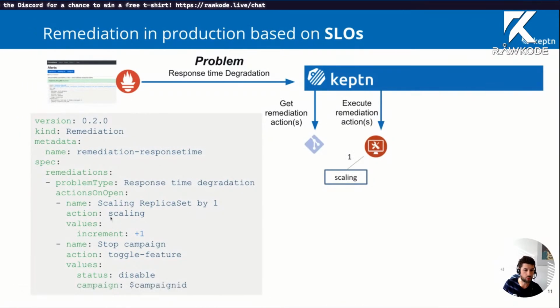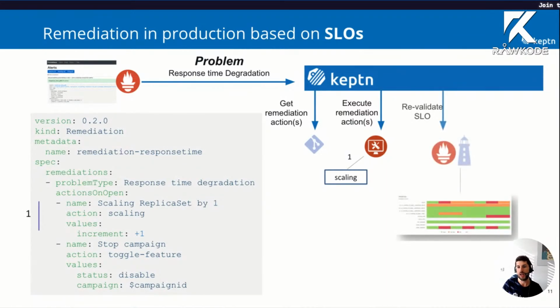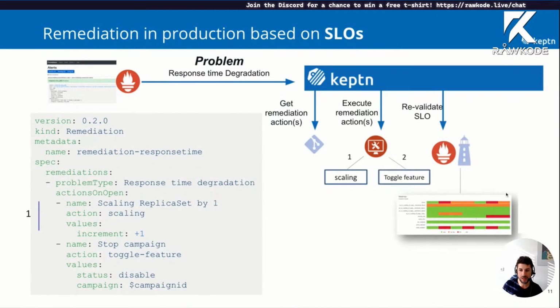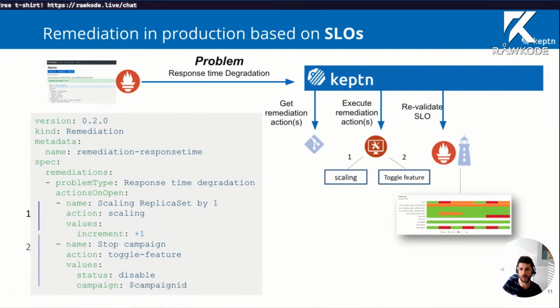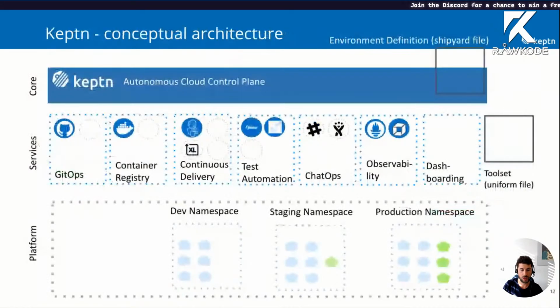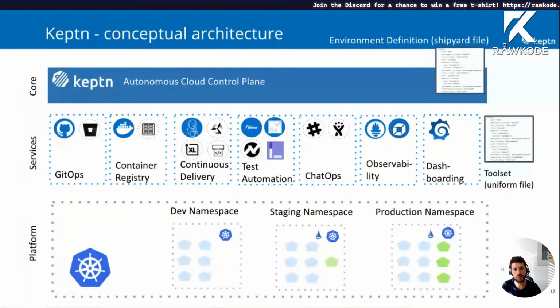In this case, it will scale up by an increment of +1, which could also be like +10% or whatever you want to call it. It will reevaluate the quality gate based on the SLO definition. If it cannot meet the required quality criteria, then it will go ahead and execute the second remediation action. In this case, it's a feature toggle. It will again reevaluate the SLO, and then it can escalate or close the issue based on the outcome. So this is actually what we're going to look at today.